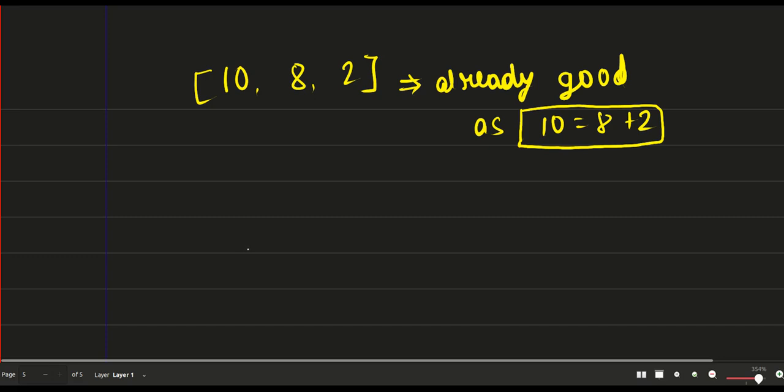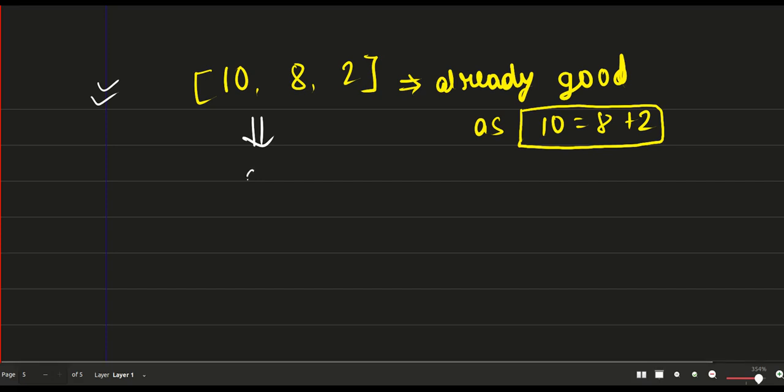One important thing to notice in this question is that even if the initial array given to you is already good, you still have to delete exactly one element from the array and make it good. Like in this example, we have the elements 10, 8 and 2. Now you can see 10 equals 8 plus 2, so the initial array given to us is already good. But you still have to delete one element from this array and make it good. For this particular question, there isn't any valid answer as we can't delete any one element from this array and make it good. So the answer will be 0.